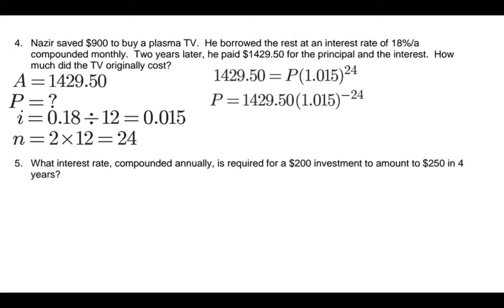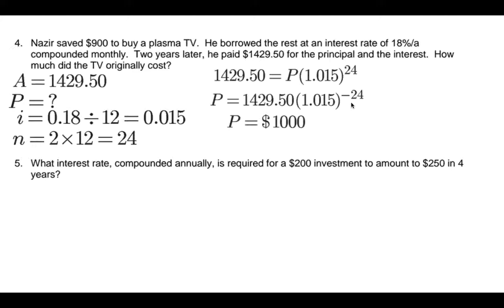Plugging everything into the formula. I also like the negative exponent because it allows you to do this part in your calculator, 1.015 to the negative 24, and then multiply by 1429, rather than dividing where you'd have to do this divided by 1.015 to the 24.